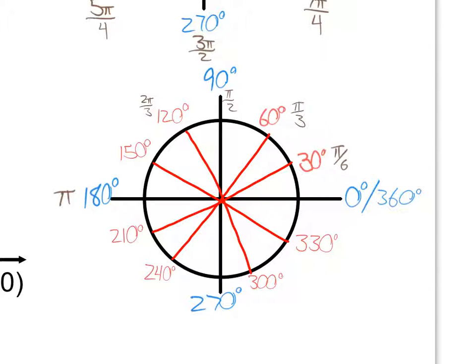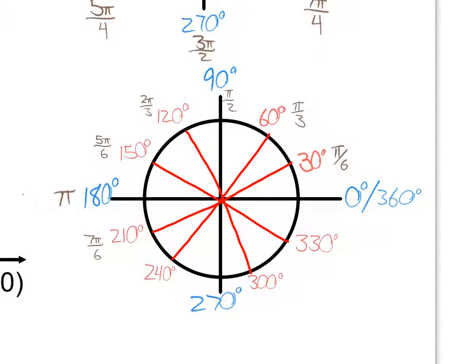And then 150 is how much? 5 pi over 6. Yeah, it's 5/6. Because we cut this, remember, into 6 pieces, and that's the 5th of the 6 pieces. All right? So then we have pi. Then what would 210 be? 7 pi over 6. Yeah, we're going another 1/6 of a pi past pi. So that's 7/6 of a pi.